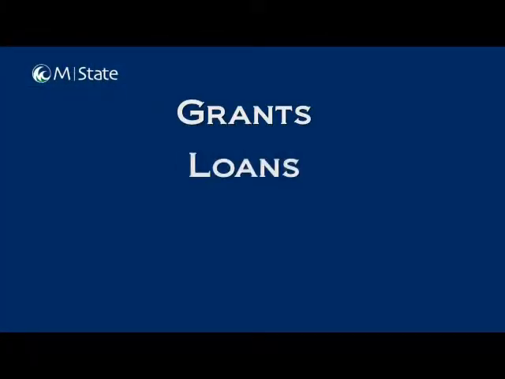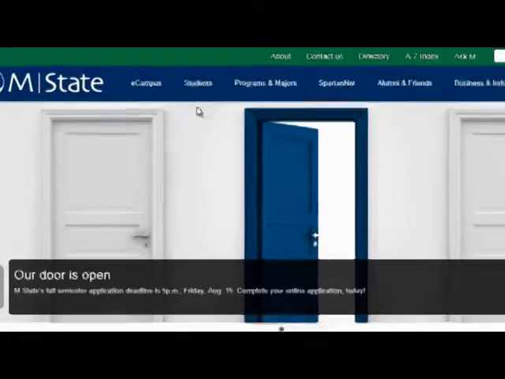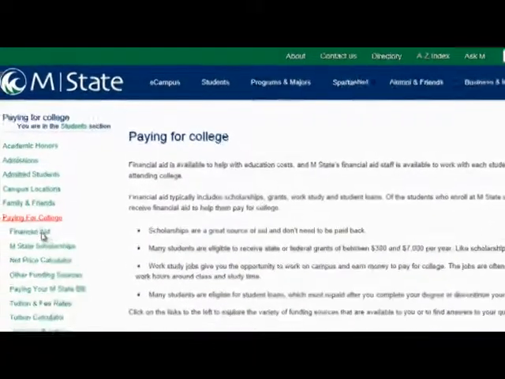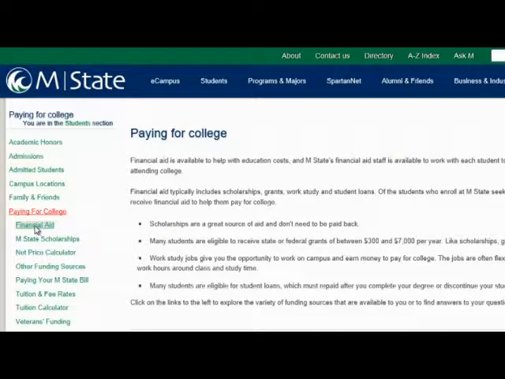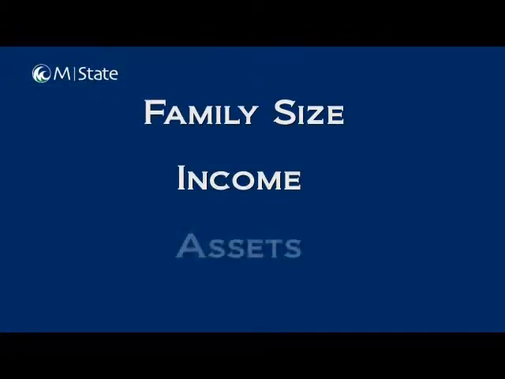Financial aid consists of grants, loans, work-study, and the child care grant. We have a lot of information about that on our website, but first of all, I'd like to talk about the financial aid process. Every student who wants to be receiving financial aid must fill out a free application for federal student aid, more commonly known as the FAFSA. You will need your family size, income, and assets to complete that.